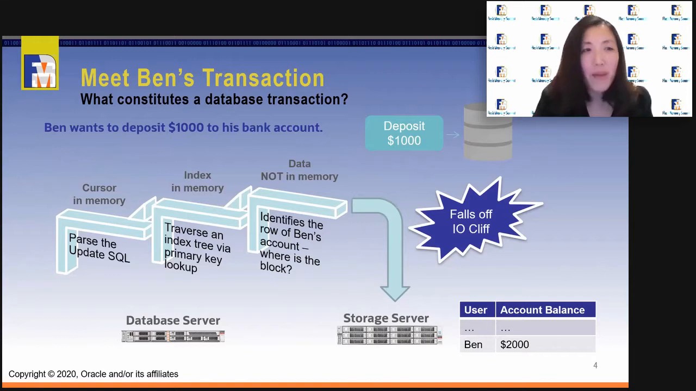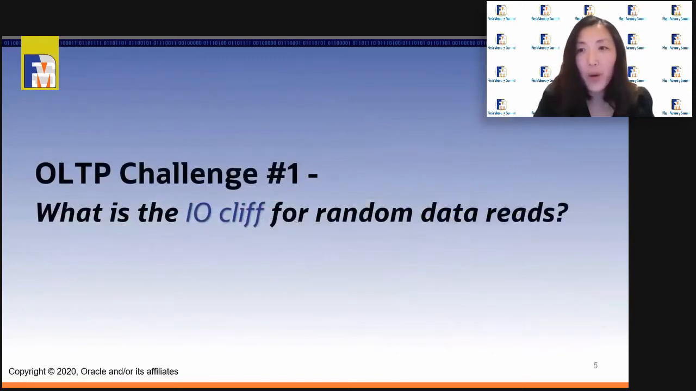I may be a bit dramatic here that I call it falling off an I/O cliff, but in a second you will know why I call this I/O cliff. Because in order to get to Ben's data, which is stored in the storage server, the database software at that point had to pause all the processing that was super fast on the CPU, from memory, have to go to the I/O and wait for that block to be returned. And this is a big gap in the transaction processing. So here comes our OLTP challenge number 1. What is the I/O cliff for the random data reads?